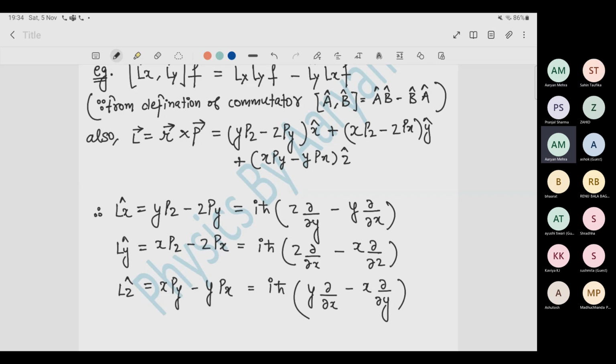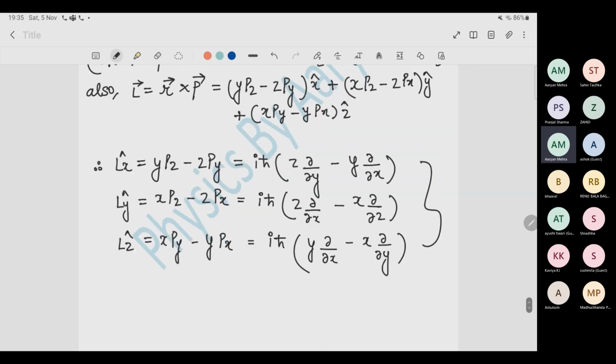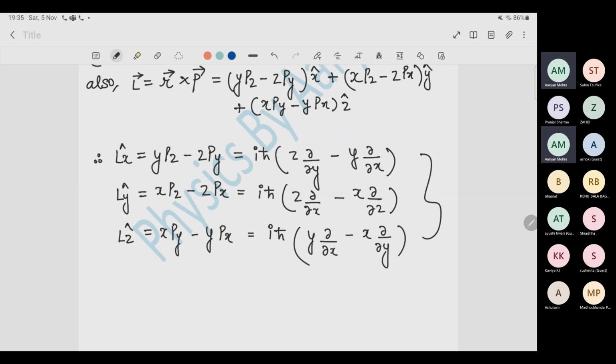Yes, sir. Now I convert it to operator form. What is the operator form of pz? Minus iota h cut, curly del by curly del z. Similarly, py is minus iota h cut, curly del by curly del y. So I just put those values in here and you get three operators like this. Till here, everything fine? Just convert it to quantum mechanical operator form.